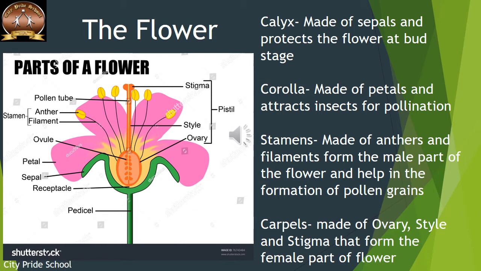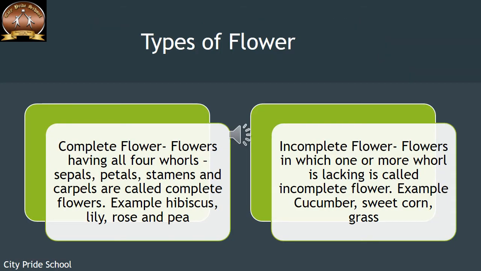Now what we'll do, we'll just do an activity. Before that, we'll just see the different types of the flower. Now flowers are of two types, complete flowers and incomplete flowers. In case of complete flowers, we have flowers having all the four whorls that you studied just now: calyx, corolla, stamen and the carpel, such as hibiscus, lily, rose and pea. These are all complete flowers.